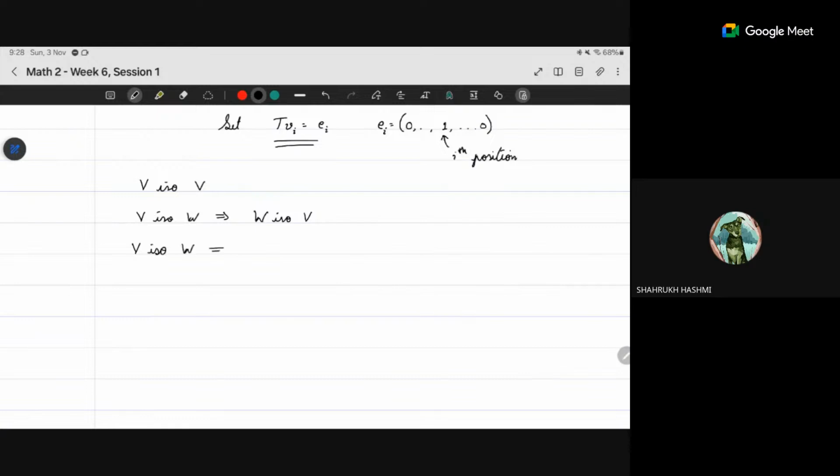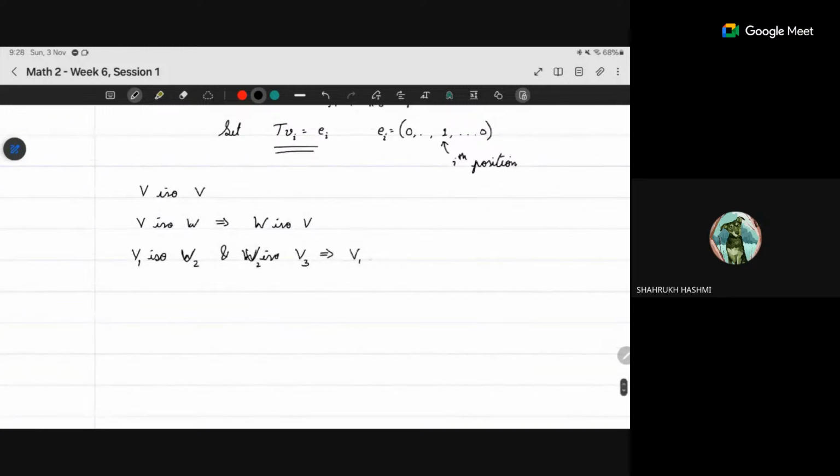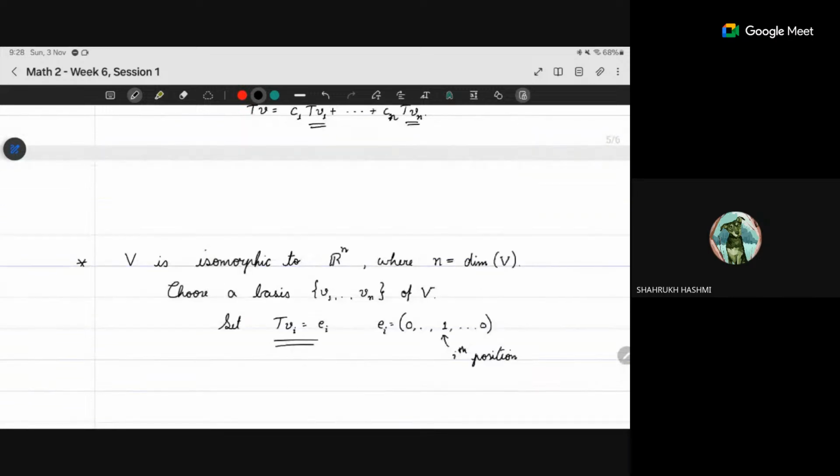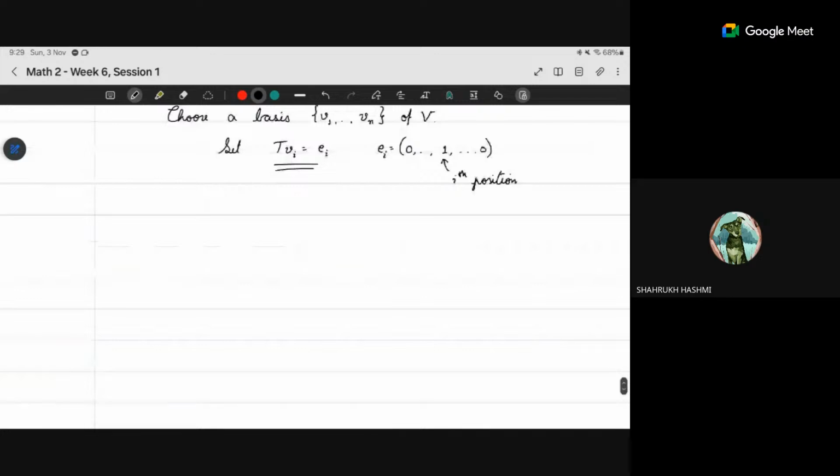V is isomorphic to W, and W is isomorphic to, let's call it V1, V2, V3, implies V1 is isomorphic to V3. Yeah, so these things are easy to verify. So you can use all of these things together to say that V is isomorphic to W if and only if dimension of V is dimension of W. The earlier fact that we had stated can actually be proved using this argument. Okay, so that's that about isomorphisms.